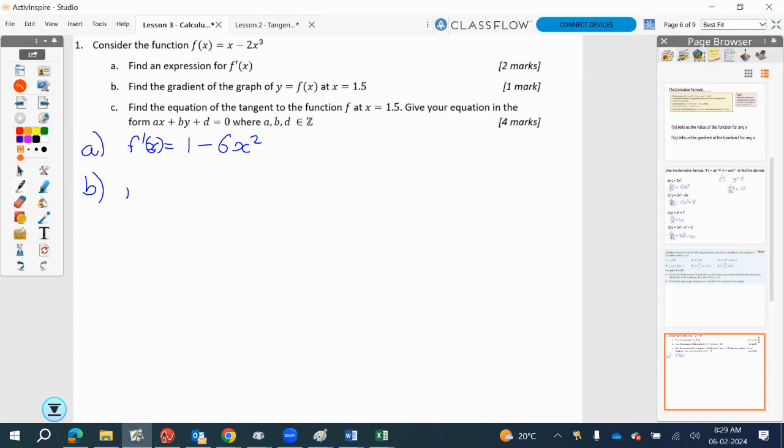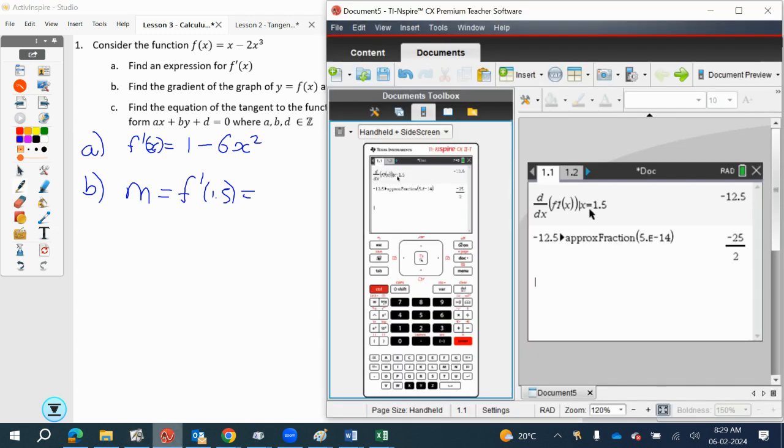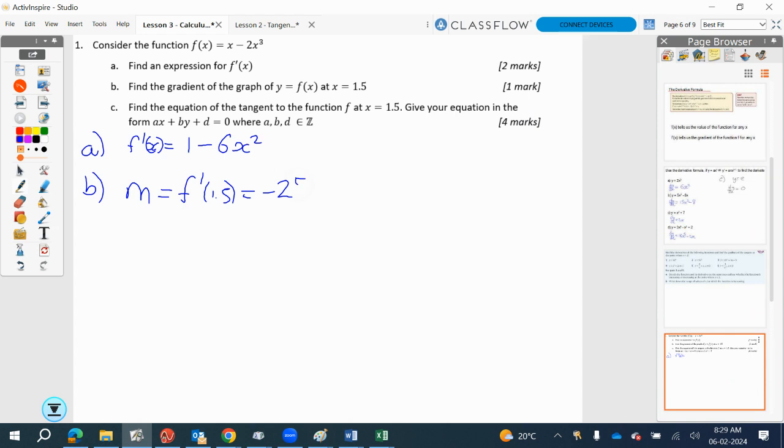So we have m equals f prime of 1.5 equals, what did we get? -25/2. For C, we need to find the equation of the tangent at this point. So we've got the gradient, we've got x1, what do we need to find next? You plug in 1.5. We want y1. What gives us y1?